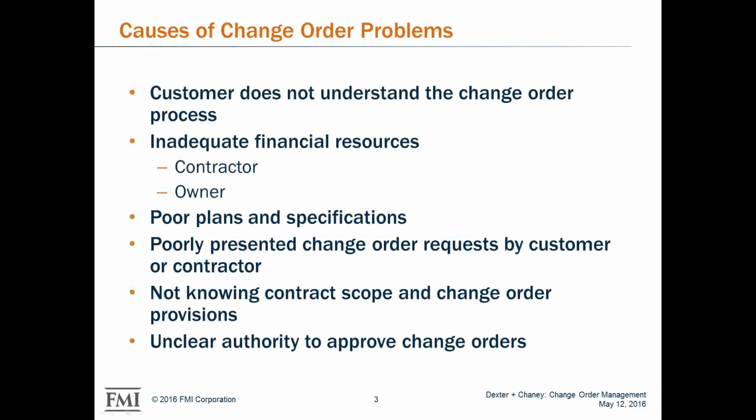All right. So some of the causes of change order problems. We've got the customer doesn't understand the change order process. That's part of this issue of getting paid for work and getting approval. They don't know what your process is. You've got inadequate financial resources. You've got cash flow issues, whether it's on the contractor's behalf or the owner or the client having cash flow issues.